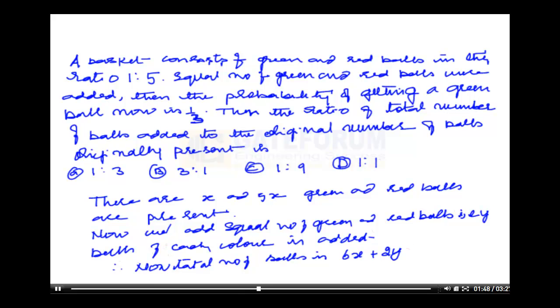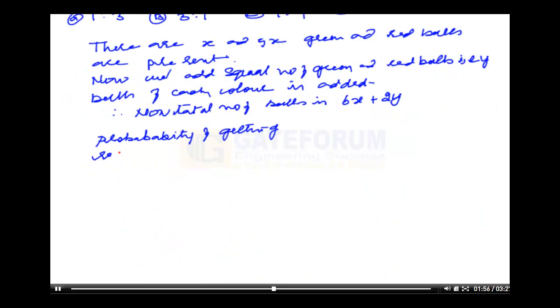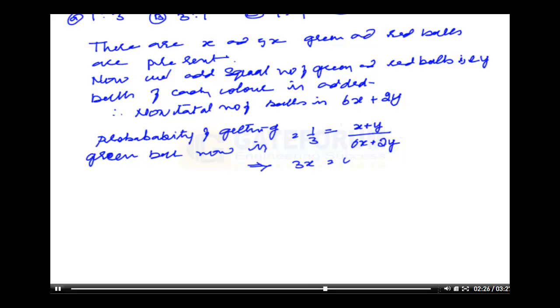It is given that the probability of getting a green ball now is 1/3, which is equivalent to x plus y, x earlier green balls, y we added, by the total number 6x plus 2y. This implies 3x is equivalent to y.